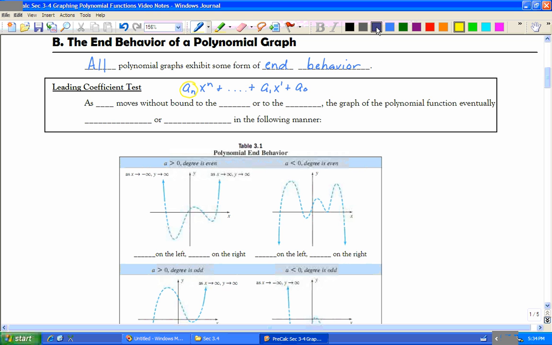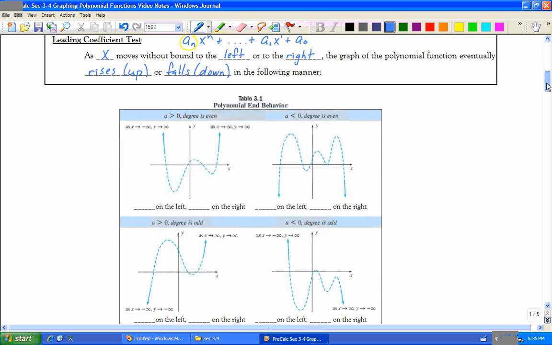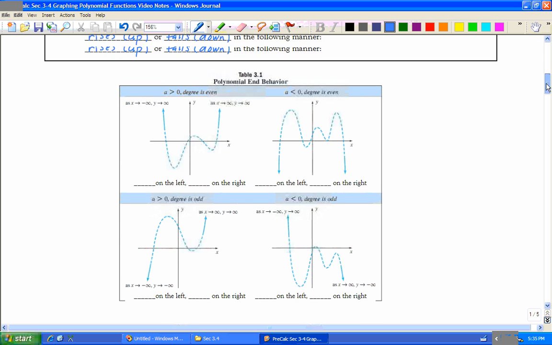So as our x values move without bound on the left and the right, the graph of the polynomial eventually rises, which we're going to classify as going up, or falls, which we're going to classify as going down, in the following manner. So here's just some visualizations of what's happening at our end behavior.